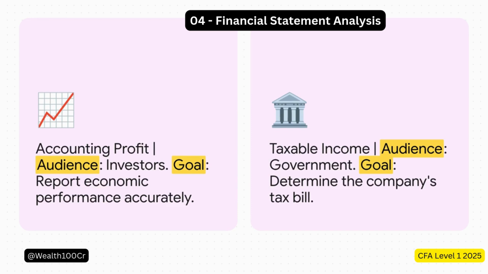The other book, that's for the tax authorities. It follows the tax code, and its one and only job is to figure out how much tax the company owes. So you've got two different audiences, two different rule books, and that means two different bottom lines. That's the source of the gap.